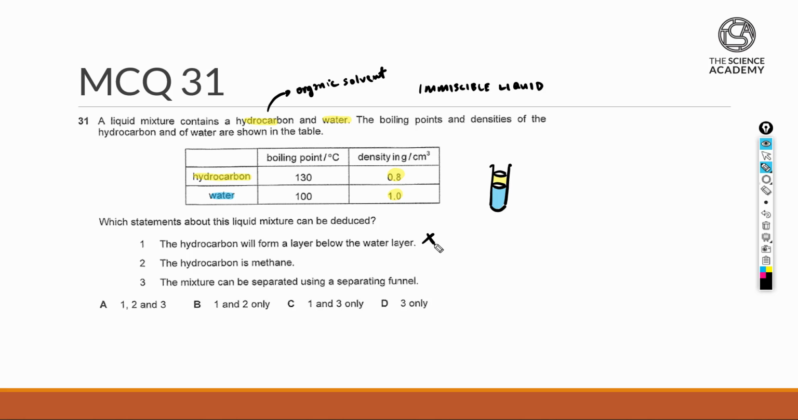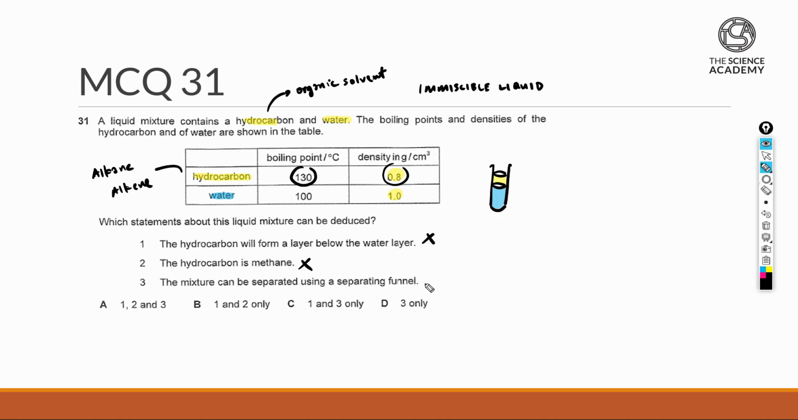Now, hydrocarbon being methane, this is a little bit slipshod here because the only info we have is a boiling point together with the density. So hydrocarbon could refer to alkanes, it could refer to alkenes, so it is very slipshod and premature to say that it's actually methane.